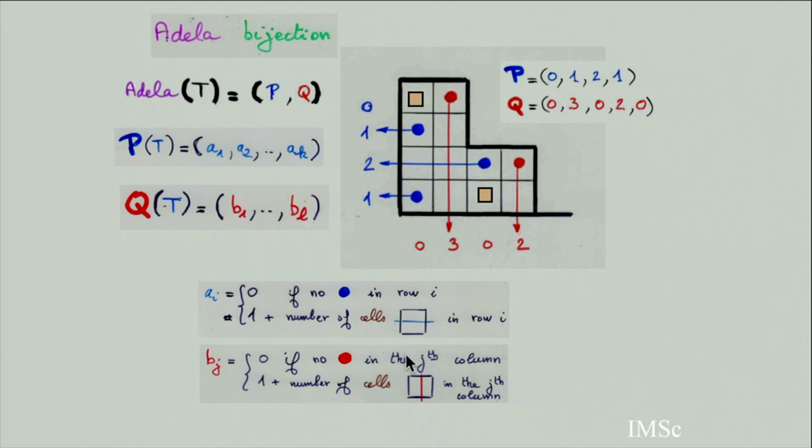And the same dually in columns. This red number 0, 3, 0, 2 is a 0 if there is no red point in the column, and otherwise it is 1 plus the number of cells which are crossed by a single red line. So here I have 3, for example. I have 1 for the red point, plus 1, this doesn't count, plus 1, gives me 3.